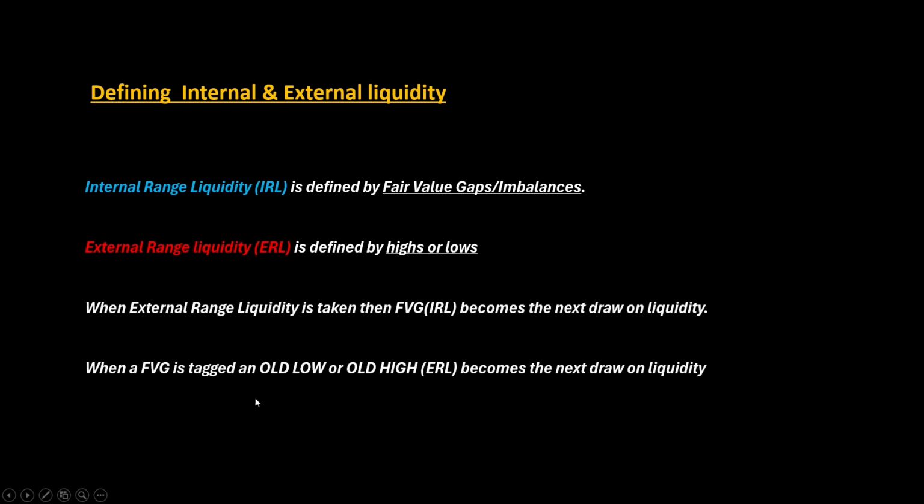Now this is a very important point and you guys have to pay attention to this. When external range liquidity is taken, once the market grabs the external range liquidity, meaning the old high and old low, then the fair value gap, the imbalance, that we call internal range liquidity, is going to become the next draw on liquidity. So if the market has grabbed the old high, for example, then the next fair value gap is where the market will draw, basically move to that side, to grab and fill that imbalance.